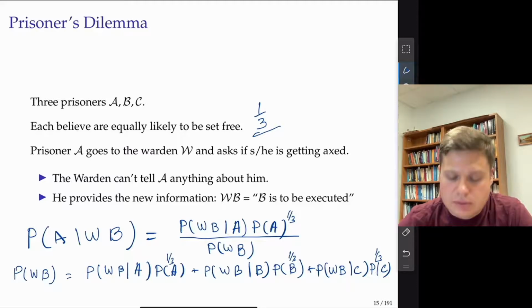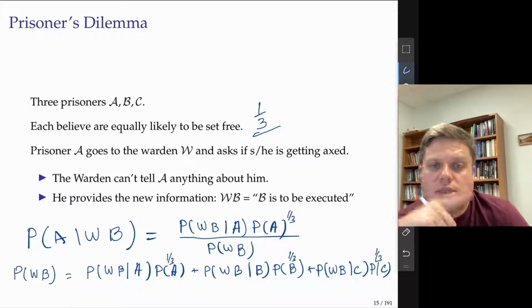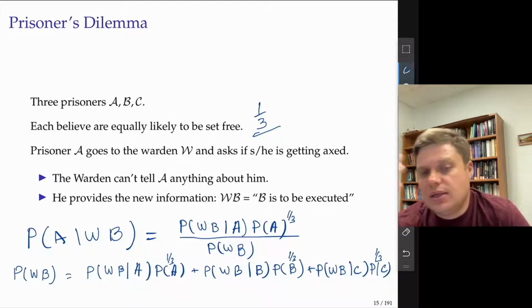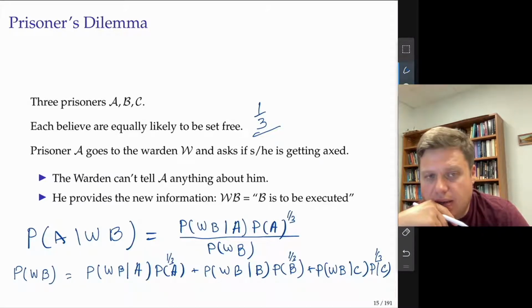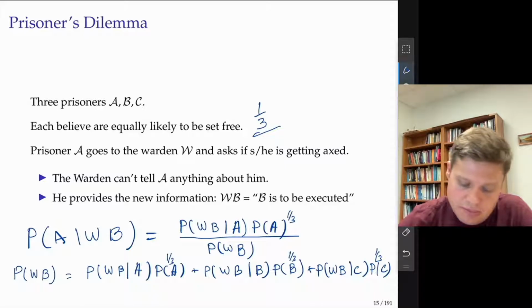Now let's think about the conditional probabilities. The probability that the warden says B is to be executed given A is to go home. Well, the warden cannot say anything to A about A, and the warden either has to say something about C or B. In this case, we assume that the warden doesn't have any preferences. He just randomly picks B to talk about. So the probability that the warden talks about B is 1/2.